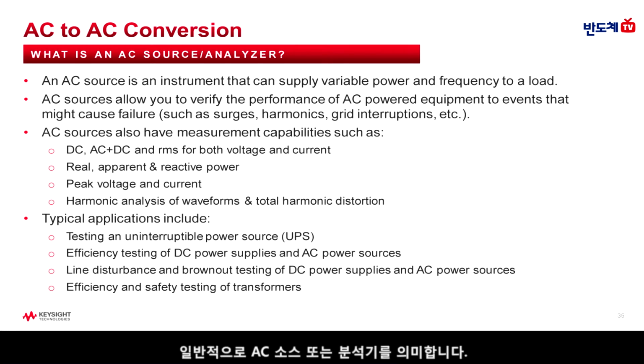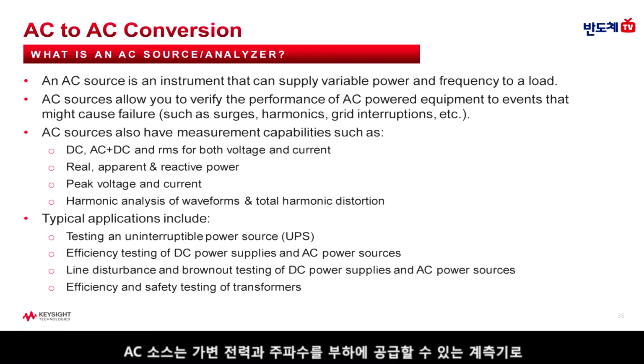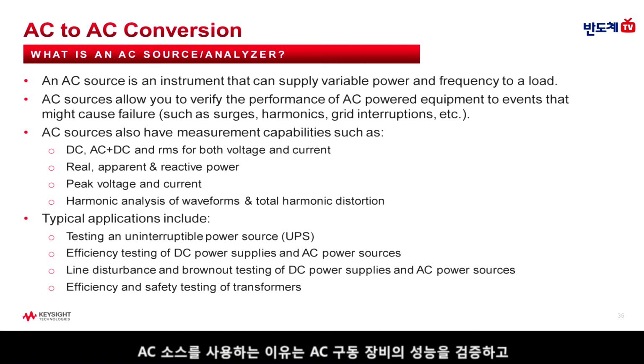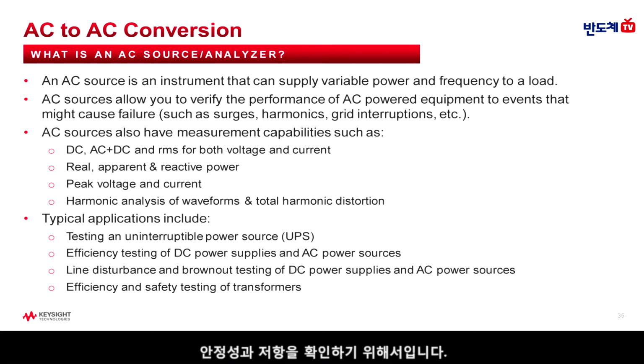When we're dealing with AC to AC conversion, we're typically talking about either an AC source or an analyzer. To clarify, an AC source is an instrument that can supply variable voltage and frequency to a load, obviously AC. The reason you use this is to verify performance of AC powered equipment and check its resistance or stability to events that might cause failure, such as surges, harmonics, grid interruptions, things like that.